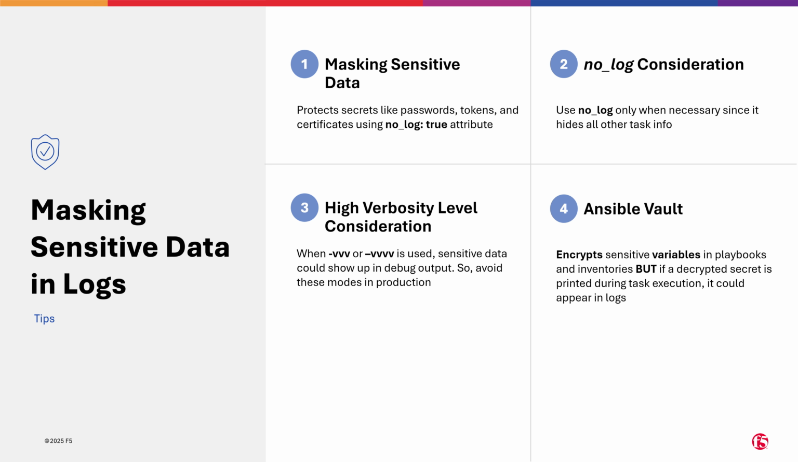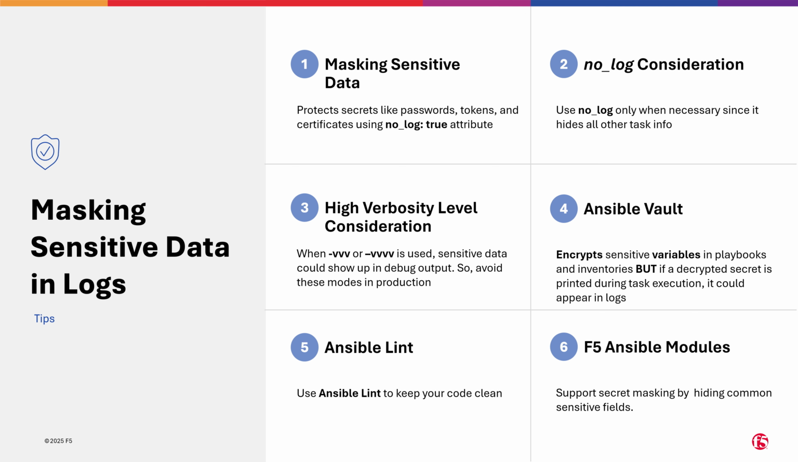One useful tool is Ansible Vault. It lets you encrypt sensitive variables in your playbooks and inventories. Vault does not directly affect logging, but it helps keep the source files secure. Still, if a decrypted secret is printed during task execution, it could appear in logs unless no_log is used too. It's good practice to always apply no_log: true to any task that handles passwords or private keys. Ansible Lint can even enforce this rule.